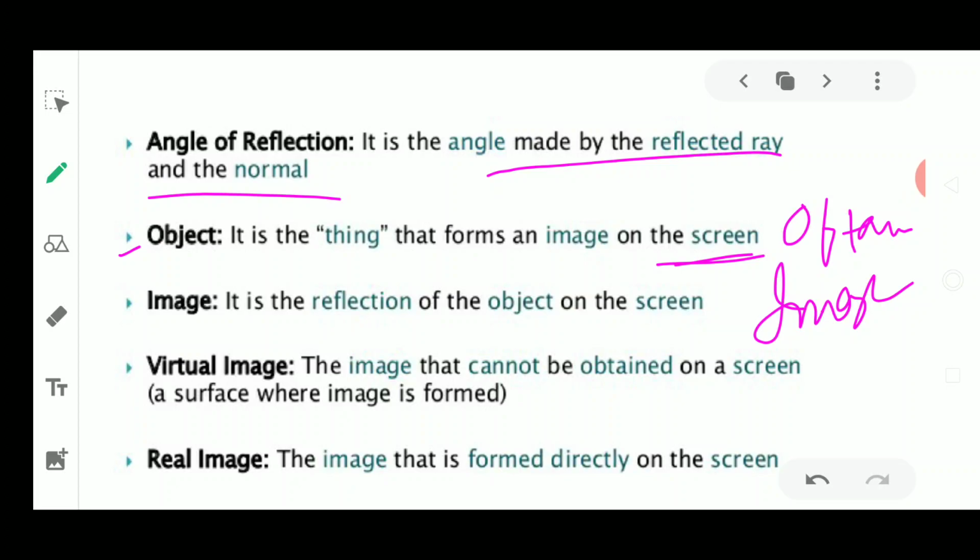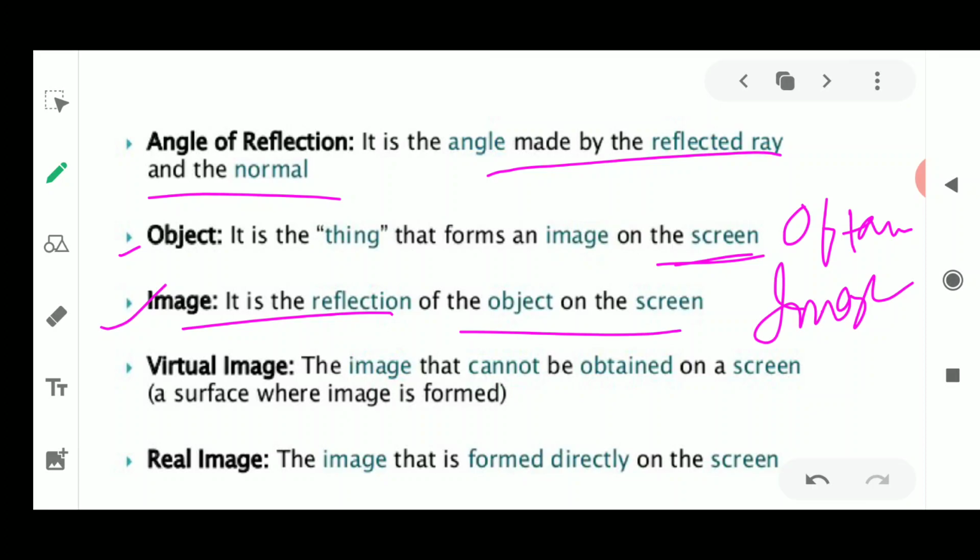Okay, now an image is the reflection of any object on the screen. Whenever light is reflected from any object, it forms its image on the screen. It could be a mirror, or any plane surface on which an image is obtained, which is known as the screen. It could also be water.